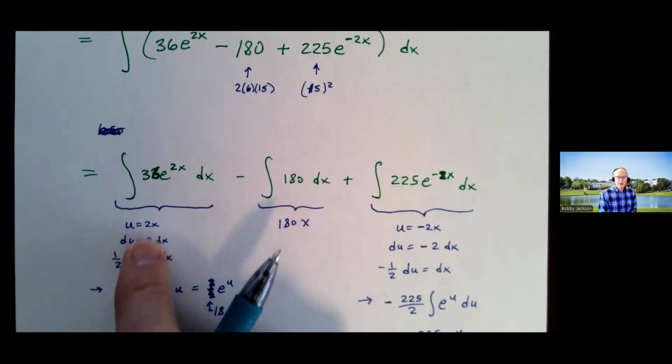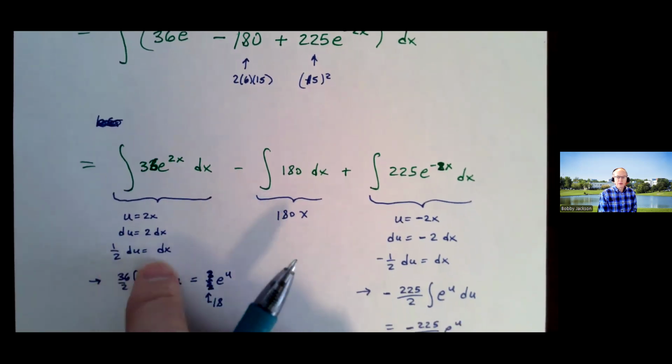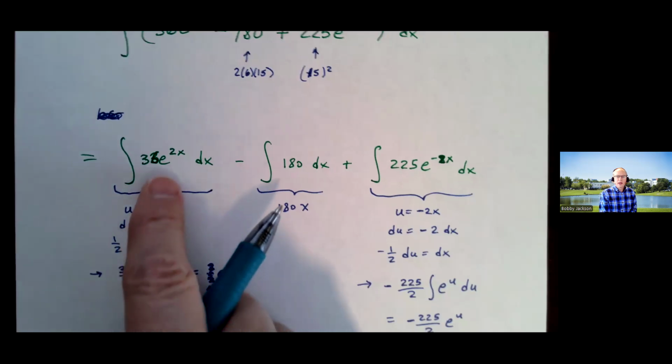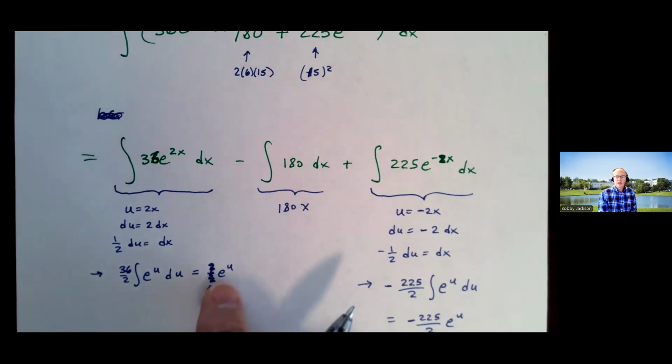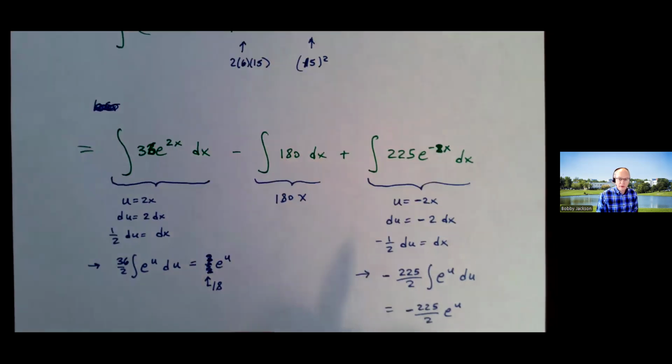If u is 2x, du is 2dx, you get 1/2 du equals dx. So I need a 1/2 factor out here. So 36, pull that out, times a half, 36 halves is going to be 18. That should be 18 there, sorry. And the integral is just what? E to the u, and the antiderivative of e to the u is e to the u. So bottom line is we get 18 e to the u, or 18 e to the 2x. And that should make sense if you just think about taking the derivative of that.